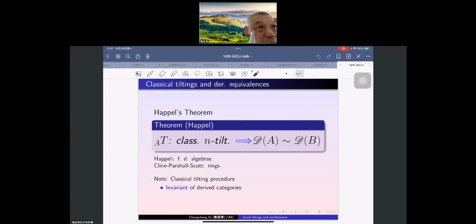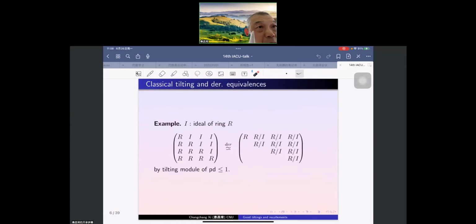Happel considered this for finite dimensional algebras, and later Cline, Parshall, and Scott extended Happel's result to rings. And a classical tilting module, by this result, is just an invariant of the derived category. That means given a tilting module, you use the tilting procedure, that means you consider the endomorphism algebra of the tilting module, then you get two algebras which are derived equivalent, or have equivalent derived categories as triangulated categories.